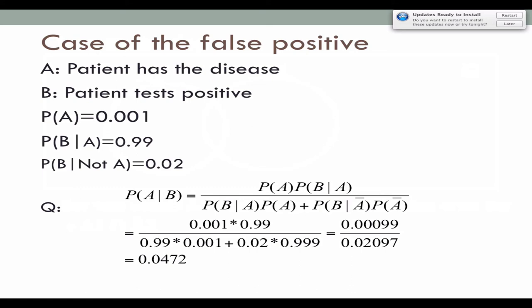So B is a patient testing positive. Given the test is positive, the probability of that... so the test has 5% to be correct. Is that correct? No. Basically, the question is talking about the accuracy of the test. For a test, there are two parts: the sensitivity and the specificity. When you have the disease, what's the probability this test is going to give you a positive result? For this one, it's 99%.